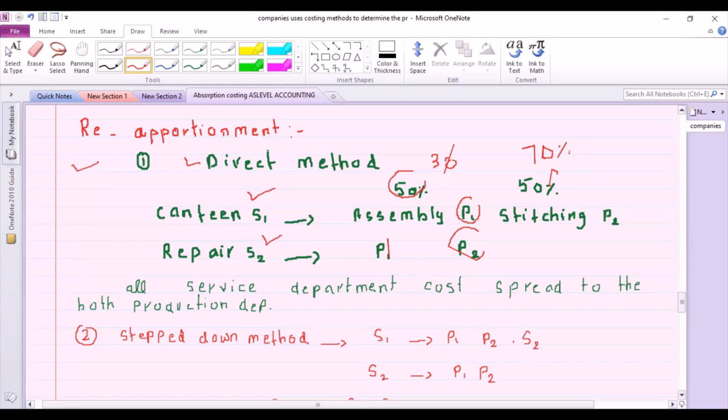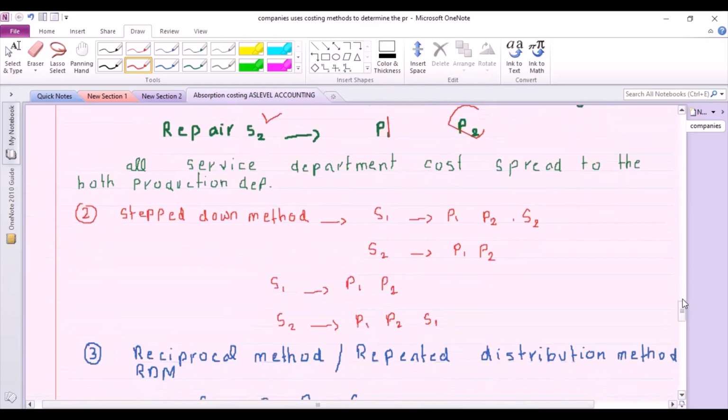Why? Because a service department is not responsible for making anything, for producing anything. And basically in absorption costing, what we are doing is identifying the different fixed overhead costs and absorbing those costs to the production department. Basically this is what we are doing in absorption costing. Okay, so you can see here a little bit of a summary of the direct method.